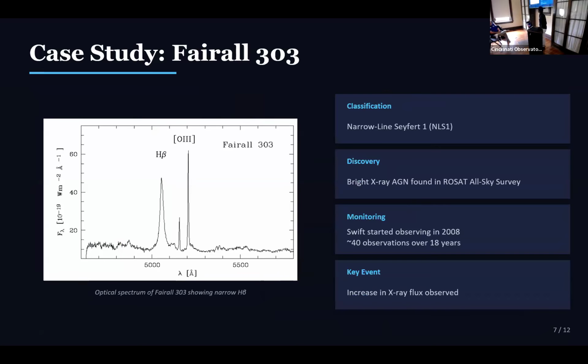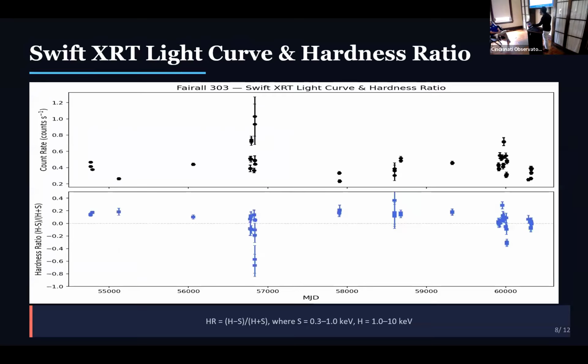So yeah, 40303, the AGN studied. As you can see, we got a narrow width indicator of the narrow line Seyfert 1 galaxy that it is. It was discovered during the ROSAT All-Sky survey, a survey conducted from 1990 to 1991, which identified a bunch of highly variable active galactic nuclei. We started monitoring it in 2008. We crunched 40 observations to make this analysis. The key event we noticed was an increase in X-ray flux.